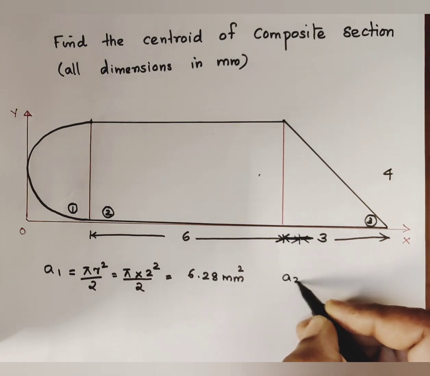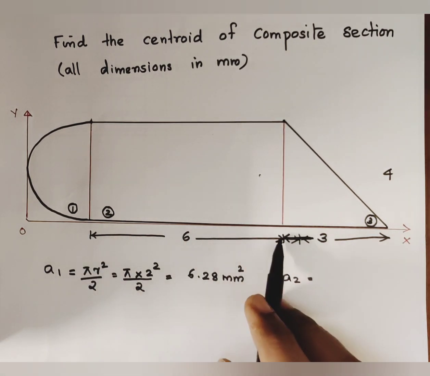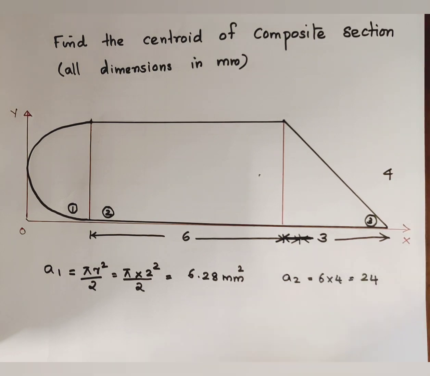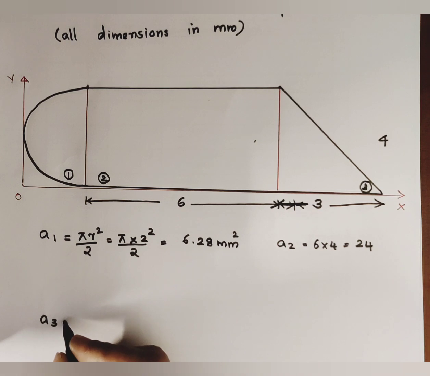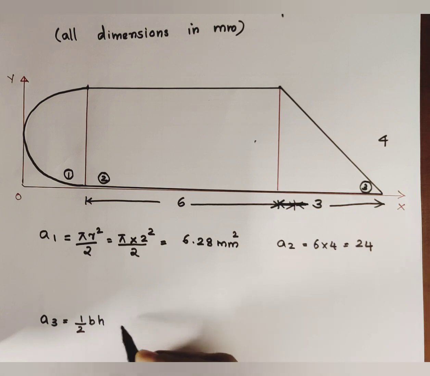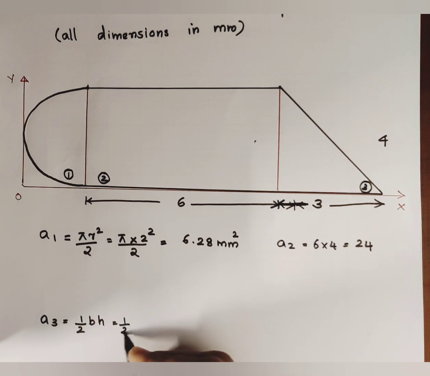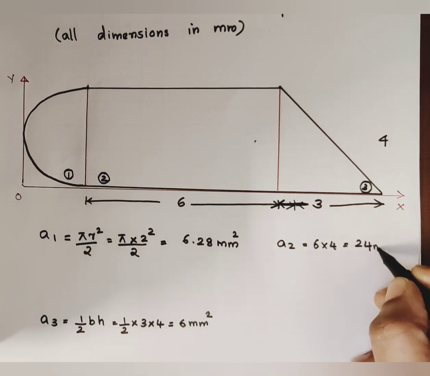Next is A2, the second figure, which is a rectangle. Here the base width is 6 and the height is 4. So 6 into 4 is equal to 24. Now A3, the area of the triangle. The area of the triangle is half into base into altitude. Here the base width is 3 and the height is 4, so half into 3 into 4 is equal to 6 millimeter square.